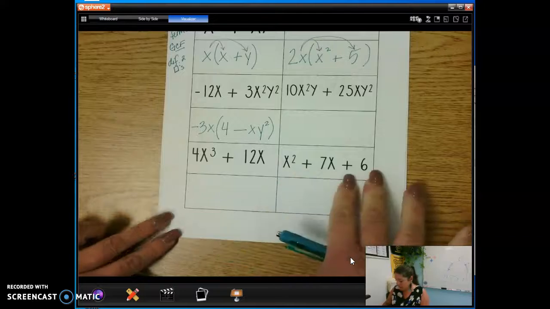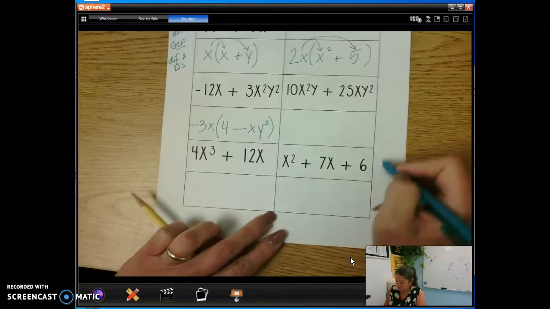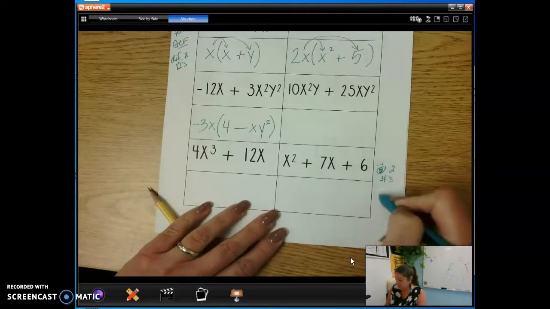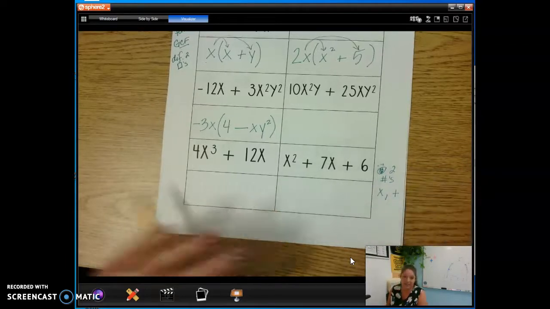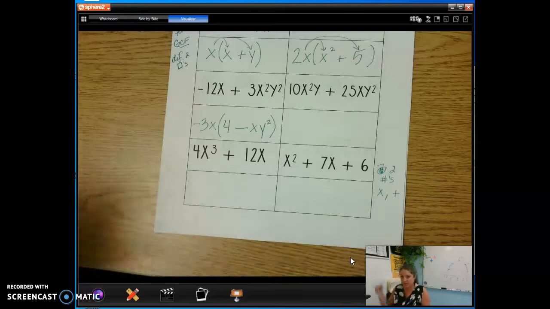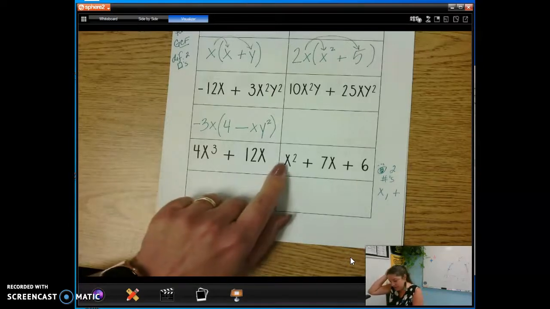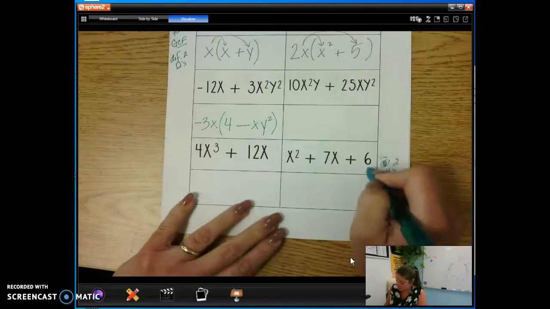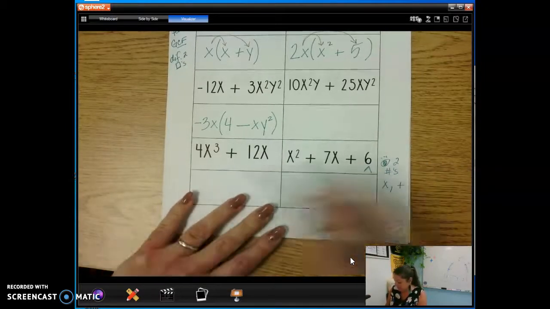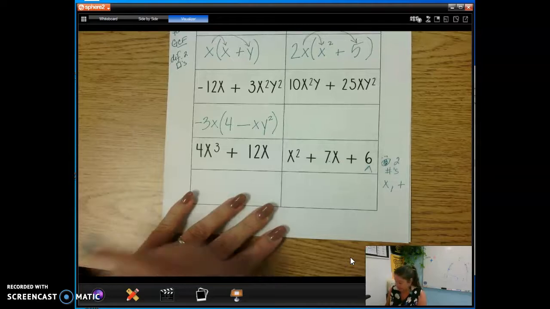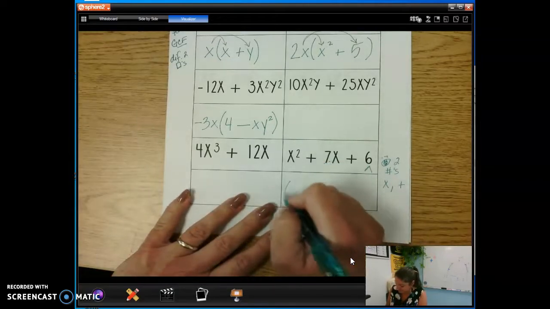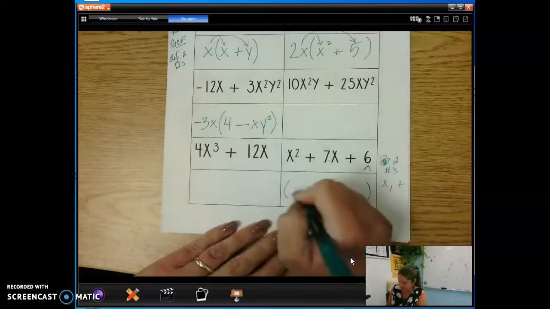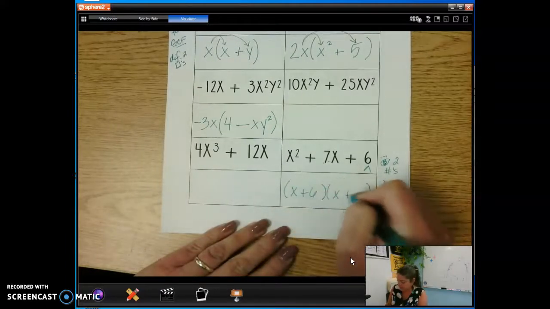When you have a trinomial, there's usually one of 2 things that are going to happen. This is the kind where you look for 2 numbers that multiply and then add to get you the number in the middle. It gets a little bit more challenging when the number in front of the X squared is not a 1, but I'm going to show you how those work. So we're just looking for 2 numbers that multiply to give you 6 and add to give you 7 in the middle. That's going to be a 6 and a 1, and so you write the 2 parentheses and you put X plus 6, X plus 1.